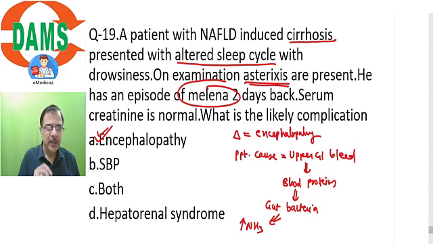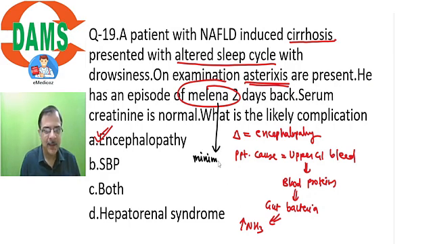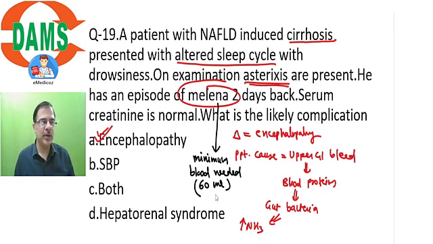Due to hematemesis leading to melena. Now my question is, in this condition, what is the minimum upper GI bleed needed to cause melena? Melena is not lower GI bleed. The minimum blood needed to produce melena is 60 ml, according to Harrison.